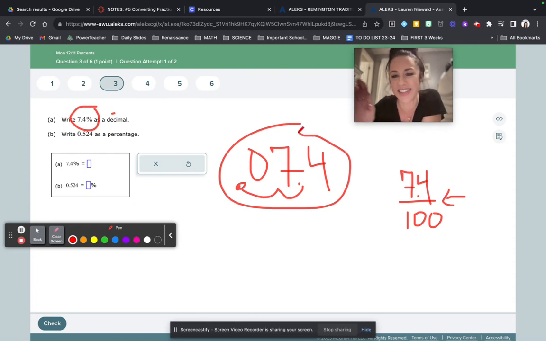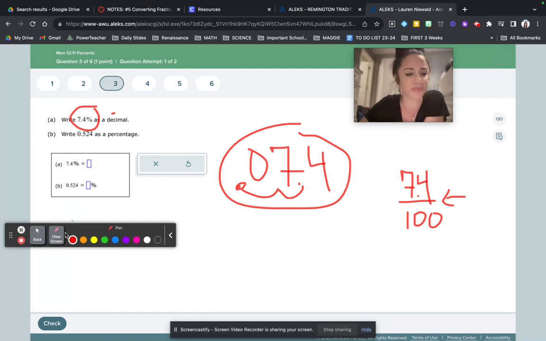The cheat method is to just move it twice to the left and save all the time of having to do it by hand. Oh, okay. So again, when you see a percent, it means out of 100 or to divide by 100. So you move it twice to the left.